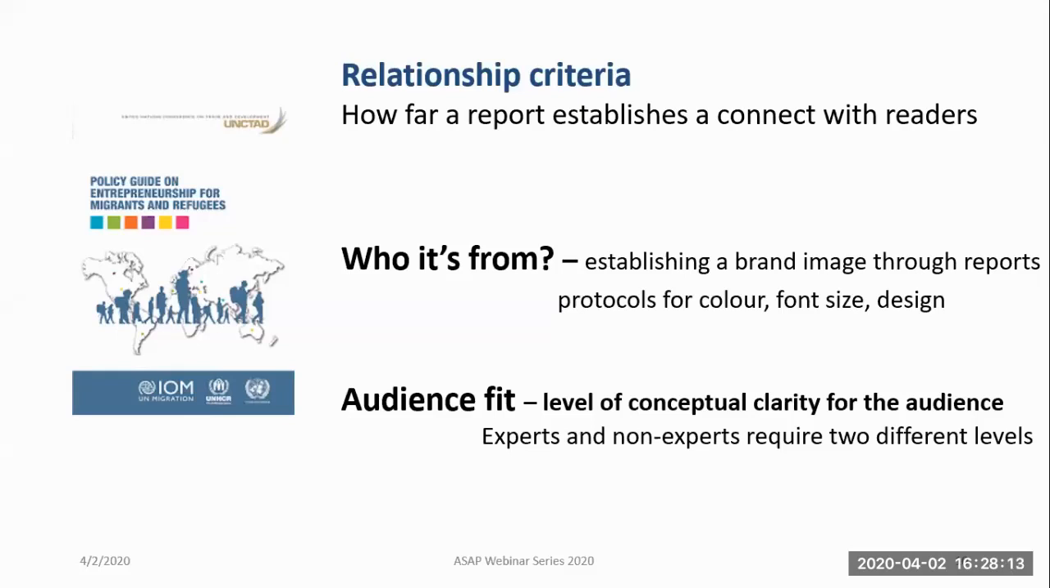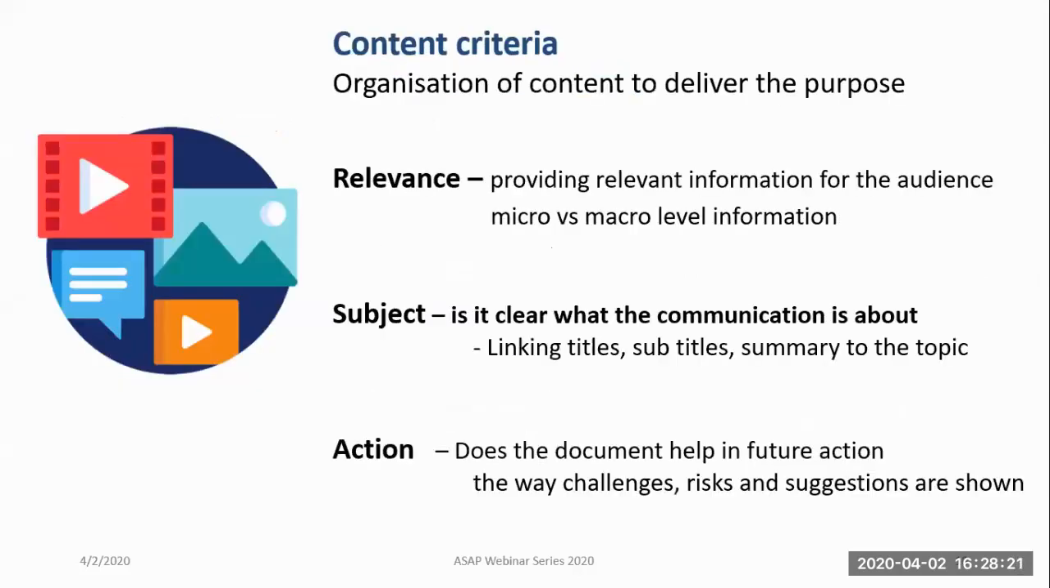For the experts, you need to present concepts and statements in a particular manner. And for non-experts, you need to be very, very simple, and you need to explain many things, and you need to avoid jargon. So these are some of the general things when it comes to relationship criteria. Last comes the content criterion. Because the report is all about content, the earlier criteria that I've already mentioned are actually adding value to it.